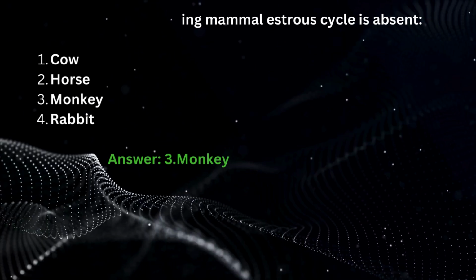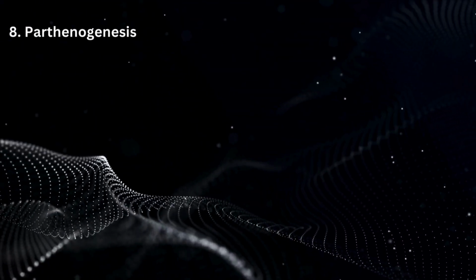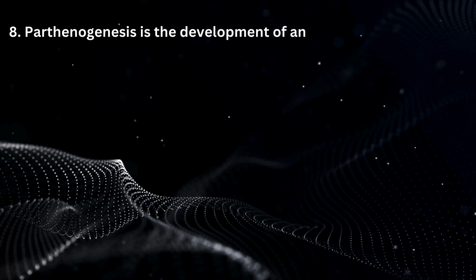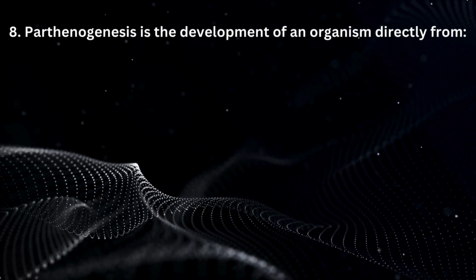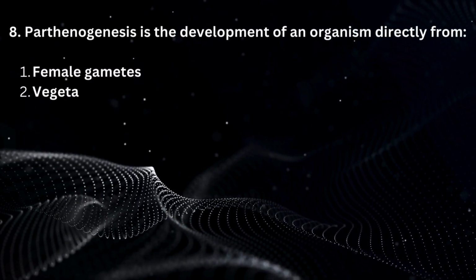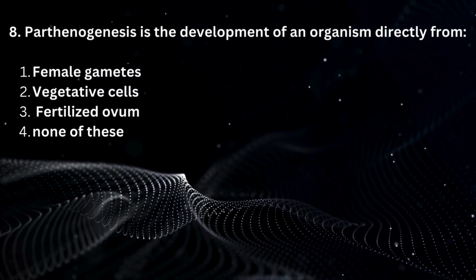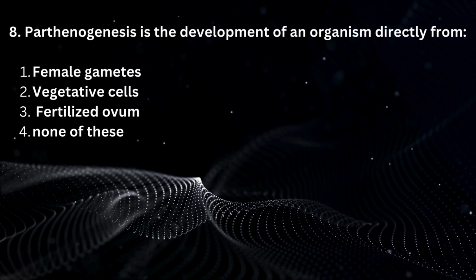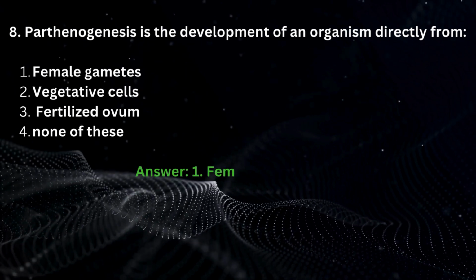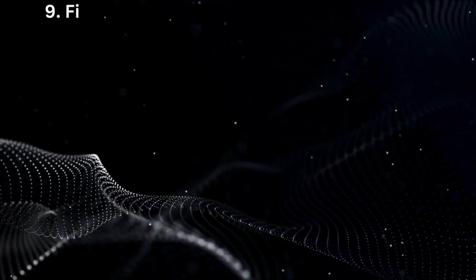Monkey. Question number 8, parthenogenesis is the development of an organism directly from 1. Female gametes. 2. Vegetative cells. 3. Fertilized ovum. 4. None of these. The answer is 1. Female gametes.